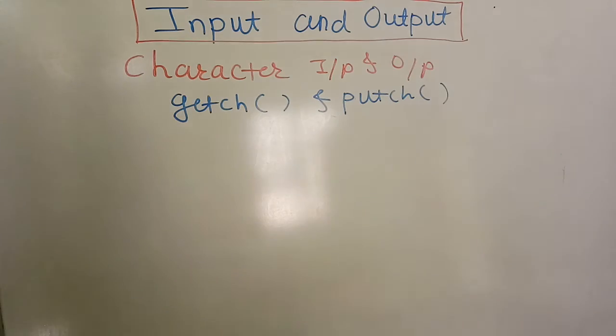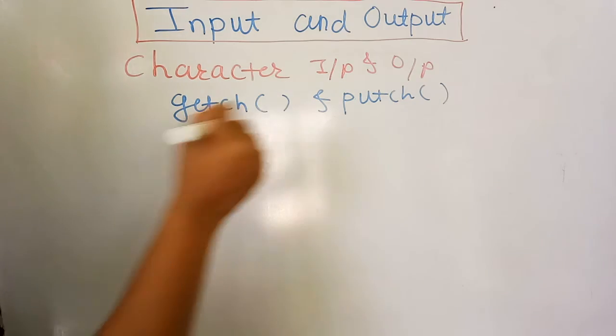Now we will turn to the putch mechanism. What is it? The putch function is used to display all alphanumeric characters through standard output devices like the monitor. This function displays a single character at a time. It has a similar mechanism to that of putchar.